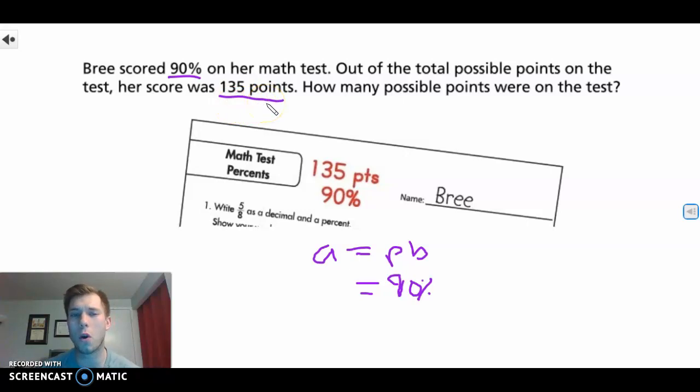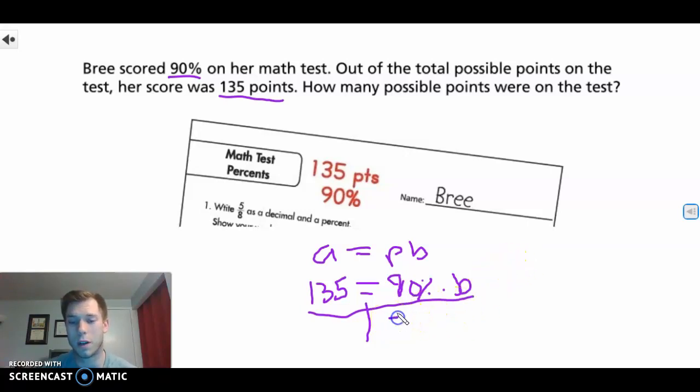So this 135 could only be the part then, and that's going to make sense in this context because it is not the total amount. Plus, this is out of the total. So we want to know how many possible points there were. So 135 is the part. So we need to identify the whole. Once again, you can set up your T-chart from here. What do you guys think you would do to now solve for B and get it by itself? Go ahead and answer that question now. Okay, in order to find that, you would have to divide by 90% on both sides.